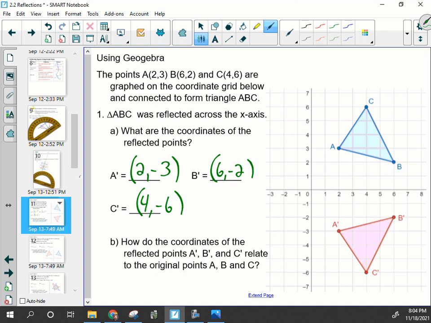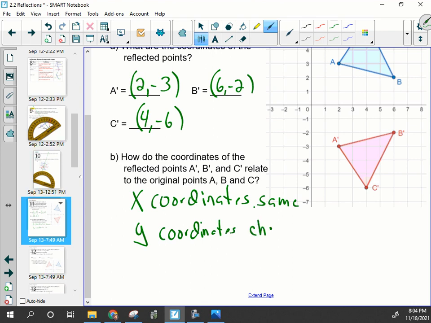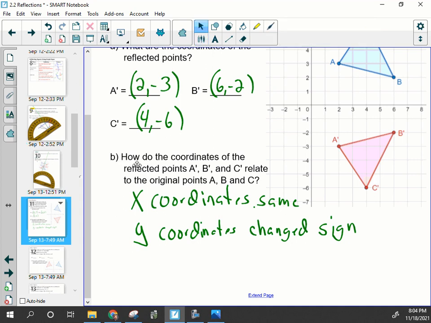If you look at them, you will notice the x-coordinates of the points are the same. The x-coordinates are the same. They didn't change. The y-coordinates changed the sign. The number didn't change, but the coordinate became, in this case, negative. They went from being positive to negative.